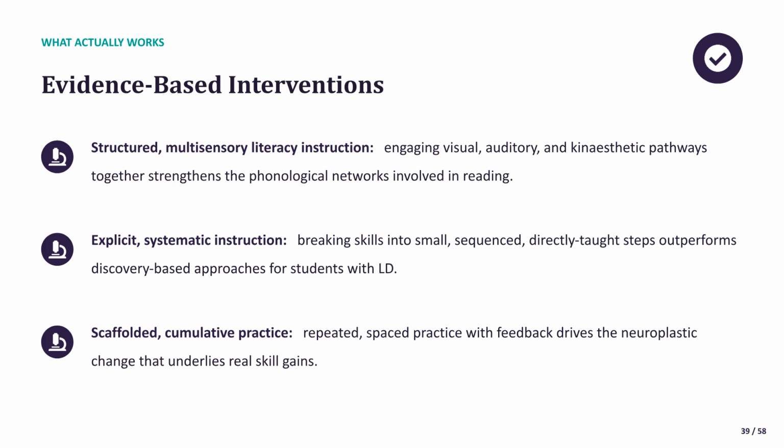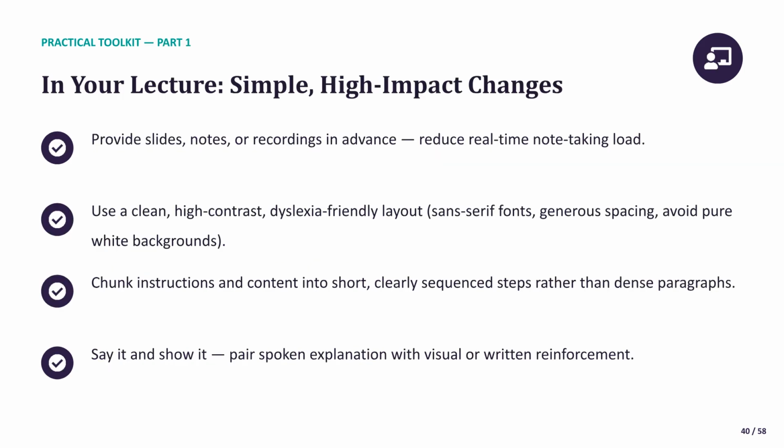When it comes to interventions, evidence shows that structured, multisensory literacy instruction, explicit and systematic teaching, and scaffolded cumulative practice are the most effective ways to drive neuroplastic changes and real skill gains. For your lectures, consider high-impact changes: provide materials in advance, use clean and dyslexia-friendly layouts, chunk your instructions into clear steps, and always pair spoken explanations with visual or written reinforcement.